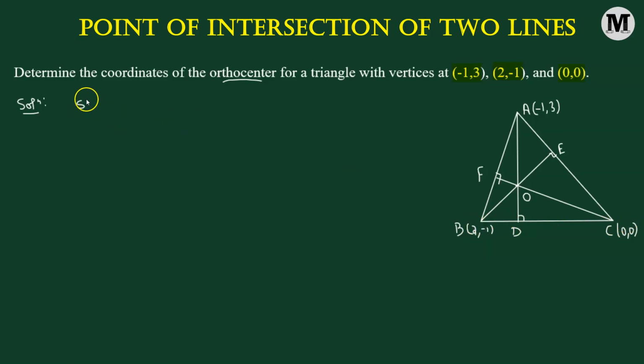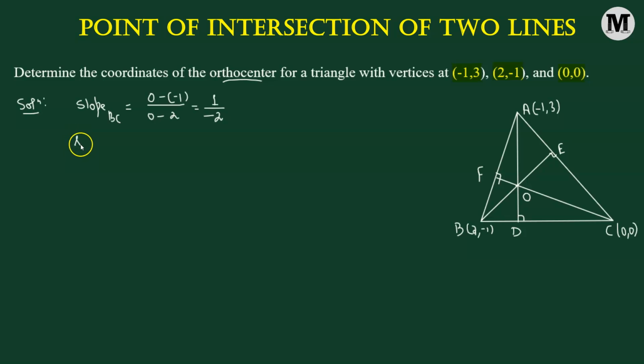Now that we can easily do. The slope of the line BC, or you can say the side BC, is going to be equal to, what we need is the difference of the y coordinates. So we take 0 minus -1 divided by the difference of the x coordinates. So we have 0 minus 2. So 0 minus -1, that's going to be +1. 0 minus 2, that's -2. So the slope of the side BC of the triangle ABC comes out to be -1/2.